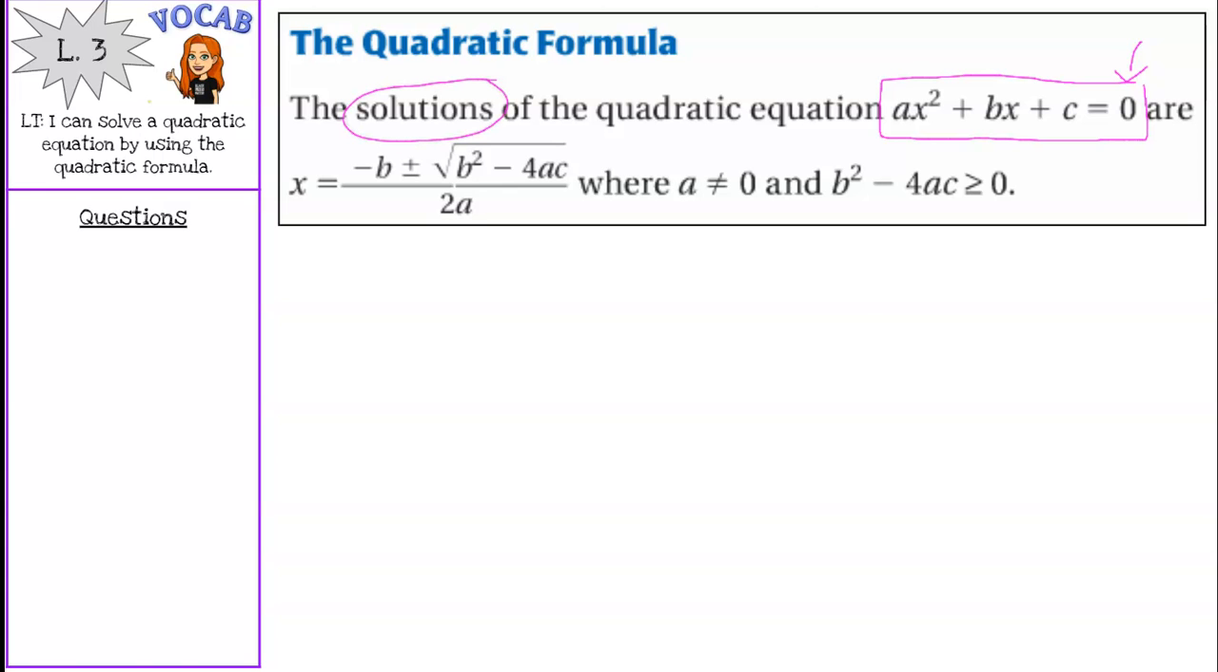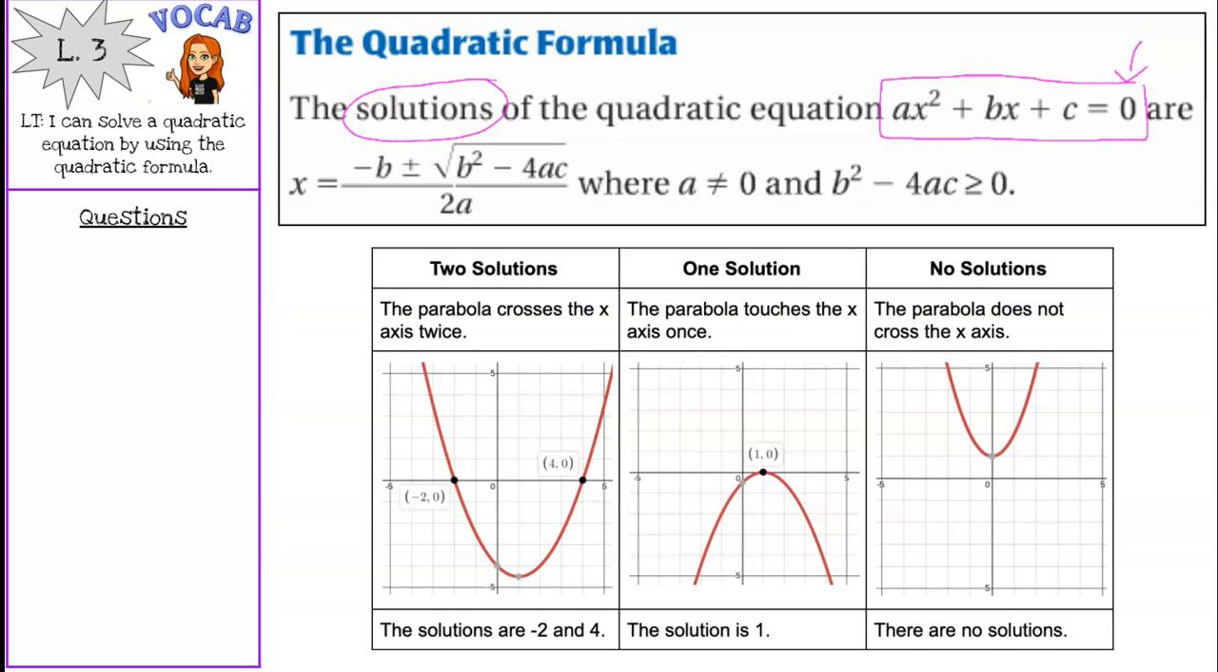Now remember, our solutions are our x-intercepts. So sometimes we have two solutions because we cross our x-axis 2 times. Sometimes we have one solution because we cross our x-axis 1 time. And sometimes we have no solutions because we never cross the x-axis. So this formula will give us the solutions to any quadratic equation as long as it's set equal to 0. All we have to do is plug in our values for a, b, and c.